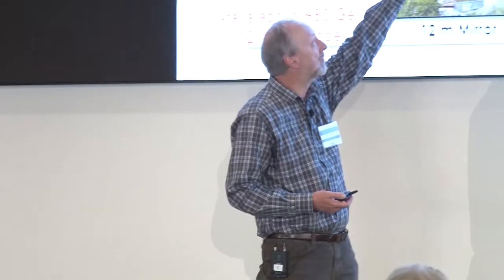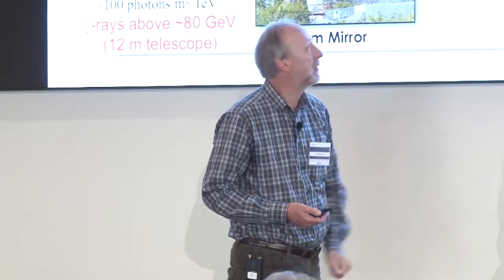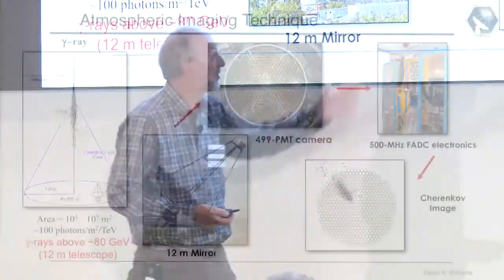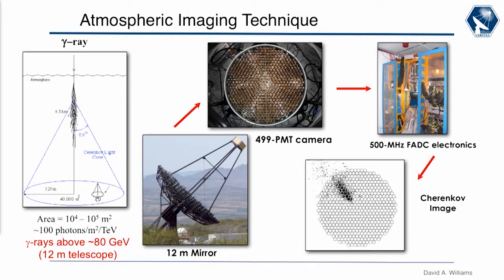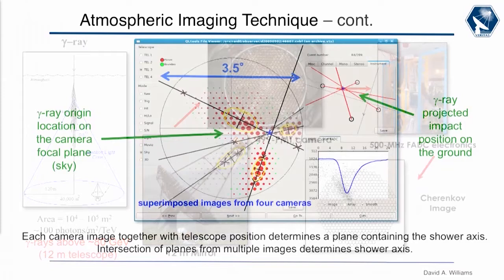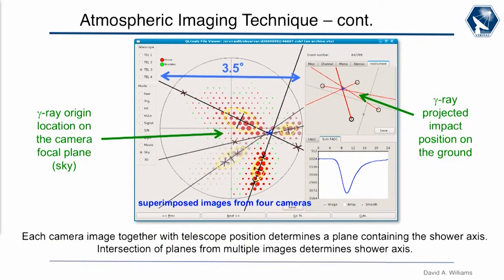The camera at the prime focus of the telescope has 499 photomultiplier tubes. Those are read out by 500 megahertz flash ADC electronics, and we end up with an image of this shower development in the atmosphere. The image in each camera, together with the telescope's location, determines a plane containing the shower axis. So if you have multiple views of the same shower from different telescopes, you get intersecting planes, and you can determine the position of the origin of the gamma ray on the sky, and also where the gamma ray would have struck the ground if it hadn't interacted in the atmosphere.